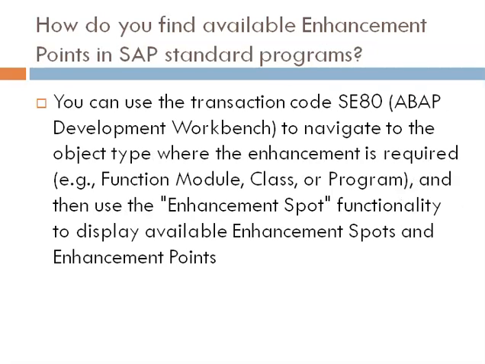How do you find available enhancement points in SAP standard programs? Answer. You can use the transaction code SE80, ABAP Development Workbench, to navigate to the object type where the enhancement is required, for example, function module, class or program, and then you use the enhancement spot functionality to display available enhancement spots and enhancement points.